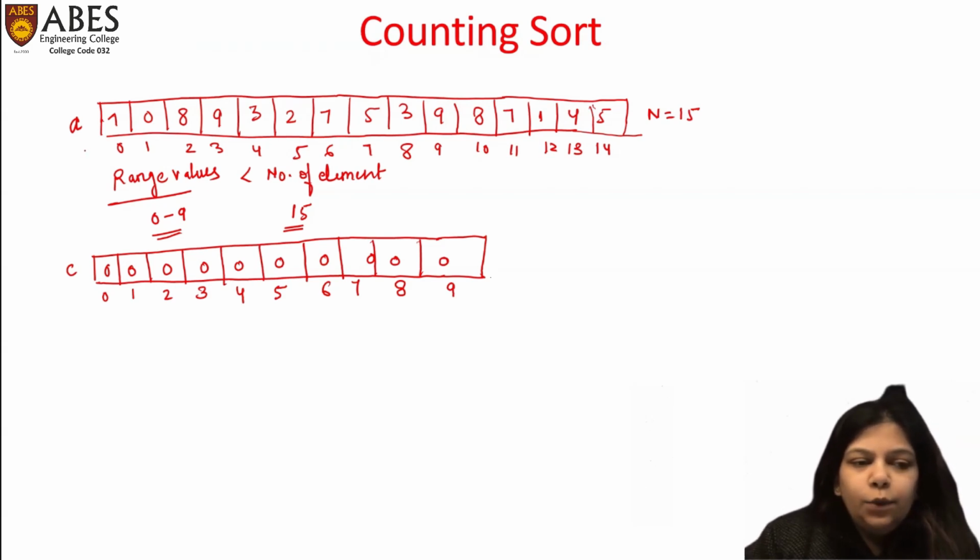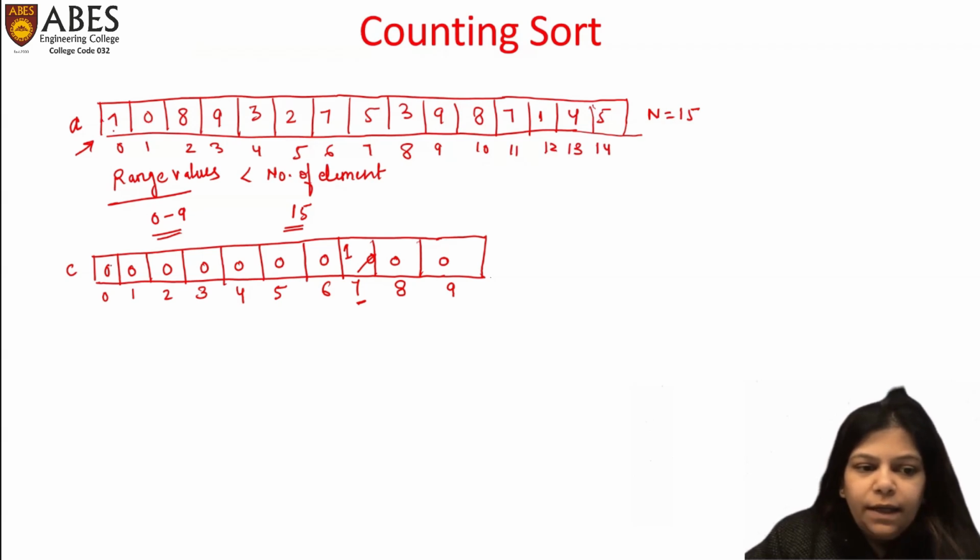Now I have to iterate through all the elements of the input array. And whenever I get a value, I will increment the value of that particular index inside the counting array. Suppose I have got 7. So I will increment this value by 1. This indicates that the number of times 7 occurring in the input array is 1. Then I have got 0. So I will increment this value by 1. Again, I have got 8. I will increment this value by 1. Then I get 9. I will increment this by 1.